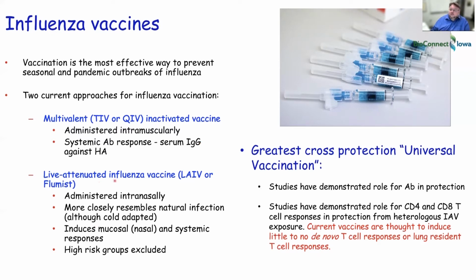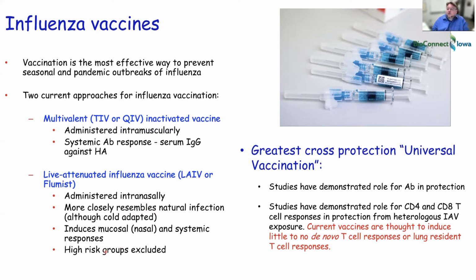The alternative vaccine is the live attenuated influenza vaccine, and this is a temperature-sensitive vaccine that's attenuated so it can only replicate in the nasal passages, but not in the lower lungs. Now, it more closely resembles natural infection, and there's a little bit of T cell response, but not a really robust T cell response. No real immunity in the lower lungs, only in the nasal passages because the virus is replicating there. And because it's an attenuated vaccine, it cannot be administered to high-risk groups.